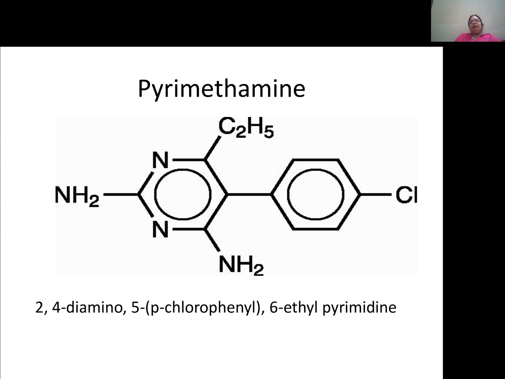Another compound which is included in the chapter is pyrimethamine. Now here you can see the structure of pyrimethamine. The IUPAC name of pyrimethamine is 2,4-diamino 5-parachlorophenyl 6-ethyl pyrimidine.